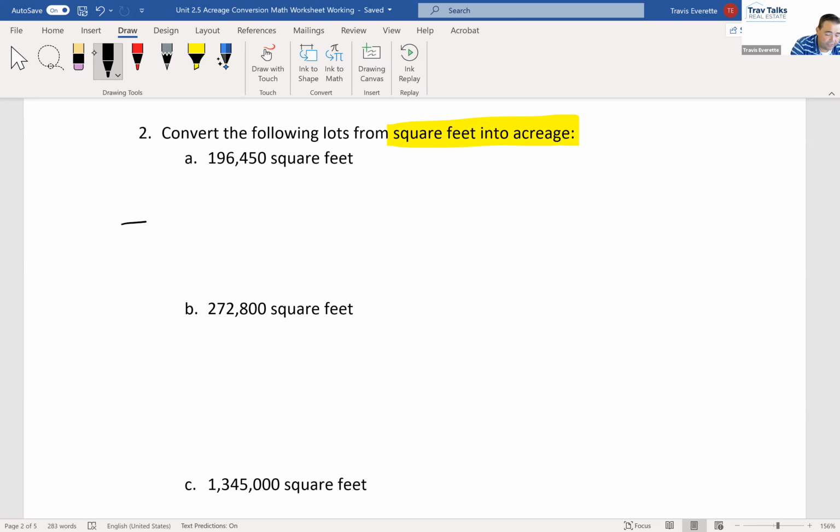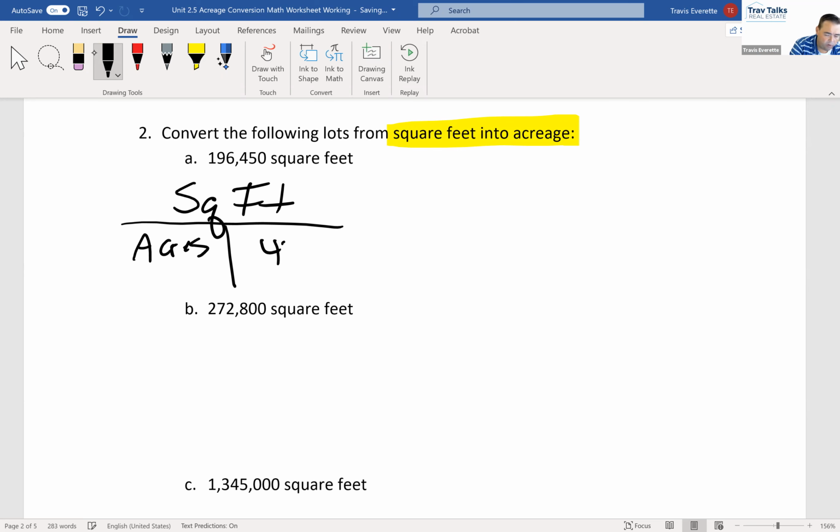So I'm going to write that exact same formula again. It doesn't change. I don't move anything around. I put square footage on the top, I put acres on the bottom and 43,560. Don't get fancy and try to move things. If you're moving things around, you're doing it wrong. Leave the formula alone, okay? And so now just fill in the information that they give you.